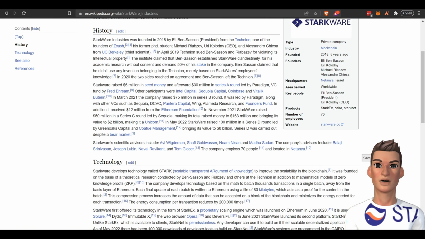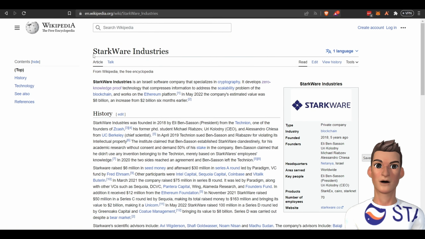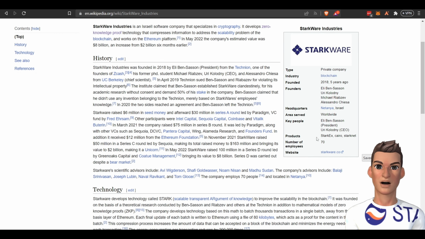Who are the people behind this project? Well, it's a company called Starkware Industries. These guys are an Israeli-based software company that specializes in cryptography. The company employs around 70 people. They're a large team of blockchain engineers. Backers include Joseph Lubin, the founder behind Consensys, the ones that developed the MetaMask wallet, and Vitalik Buterin, Coinbase, and various other investment companies.